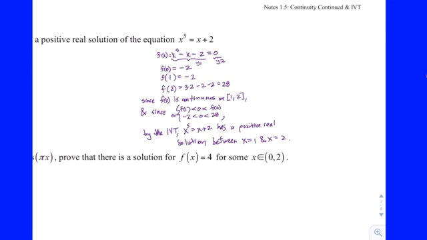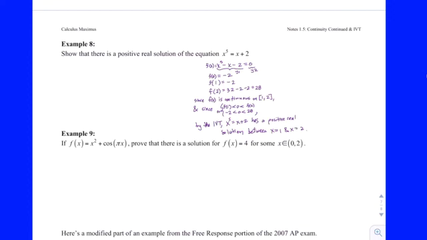Okay, so cool. We'll go to lunch, and then afterwards we'll find what that solution is, and then we'll jump into example 9.